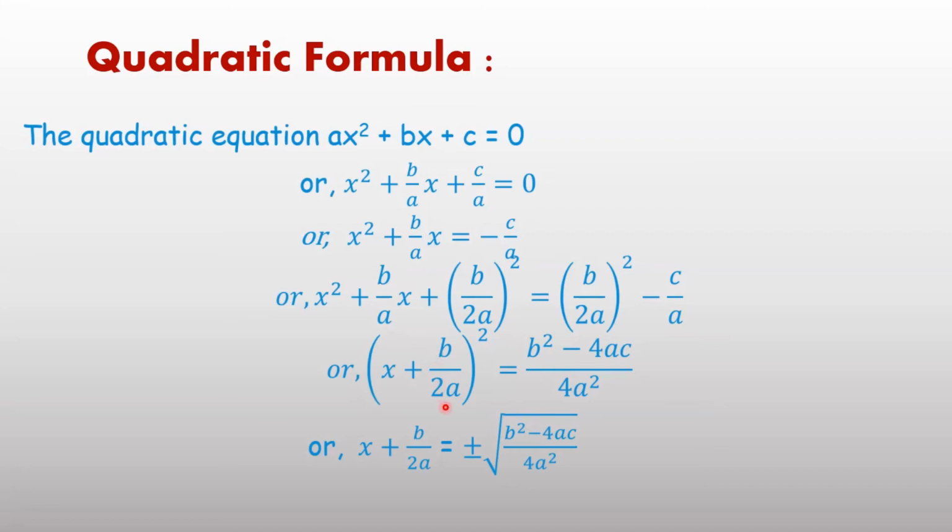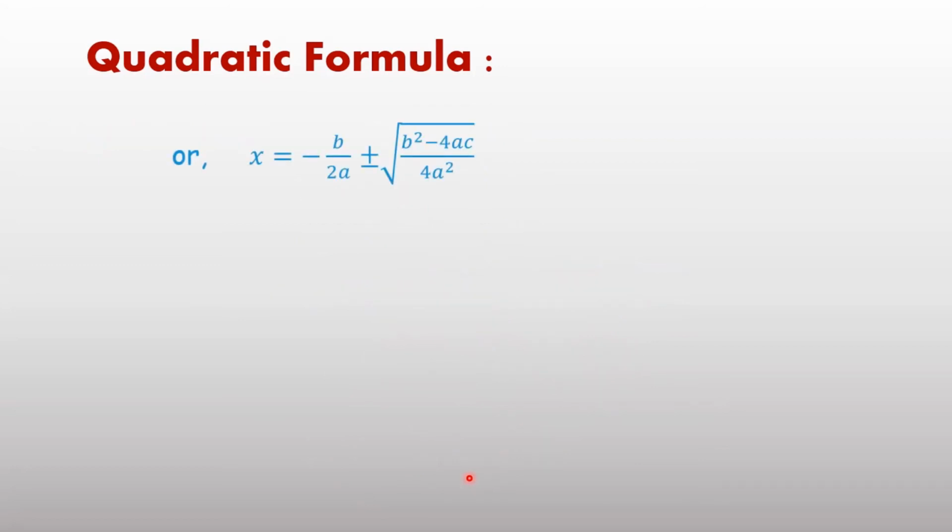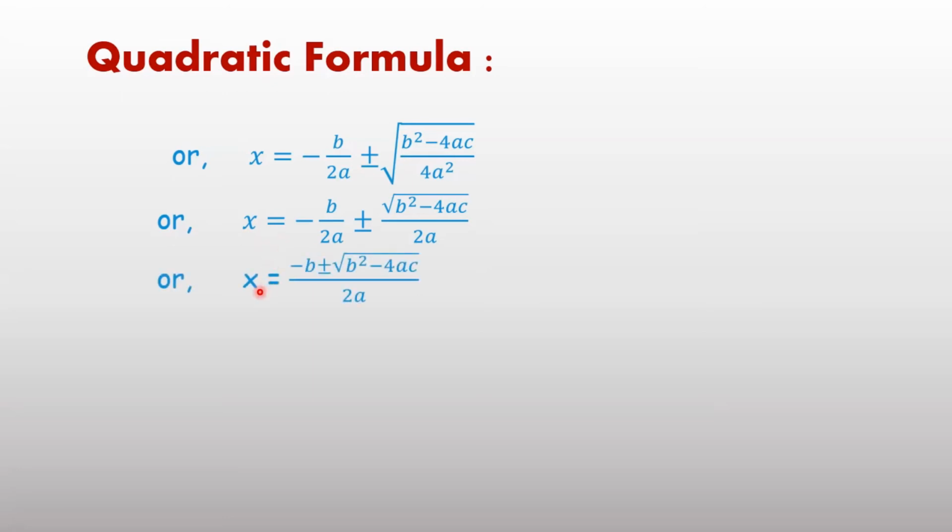LHS: (x + b/2a) whole square equals (b square minus 4ac) upon 4a square. Taking square root, this result. Then x equals minus b upon 2a plus minus under root (b square minus 4ac) upon 4a square. Or further simplify, we will get x equals minus b plus minus under root (b square minus 4ac) upon 2a.